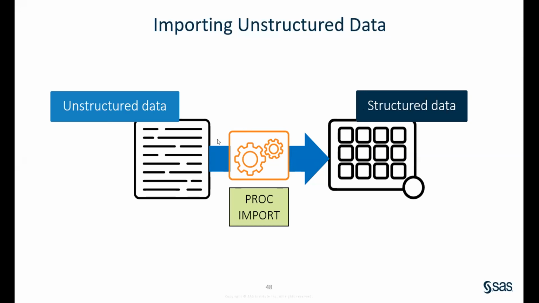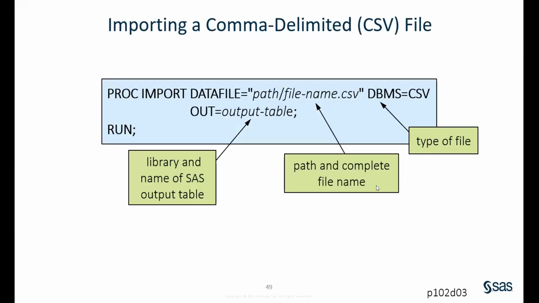All right. So we'll see this procedure of import, where you access an unstructured data file to convert it into a structured data file. To import, this is your syntax. You use a procedure called proc import, datafile equal to. You give the file path along with the name and its extension. You need to provide what its database management system is. Output.